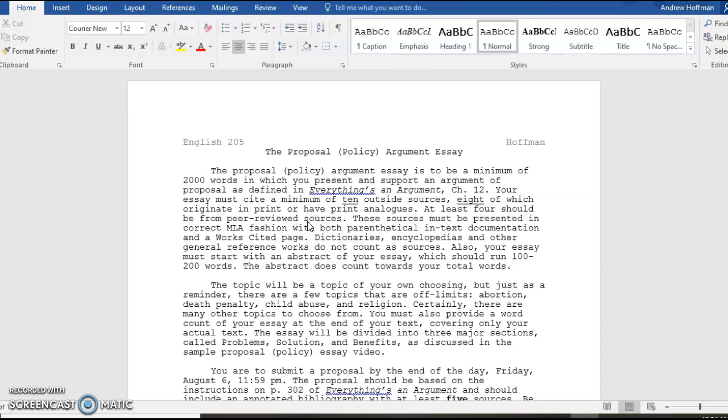Dictionaries, encyclopedias, and other general reference works do not count as sources. Okay, so again, I'm not saying you can't use them, right? I'm just saying they're not going to count towards your 10 sources.